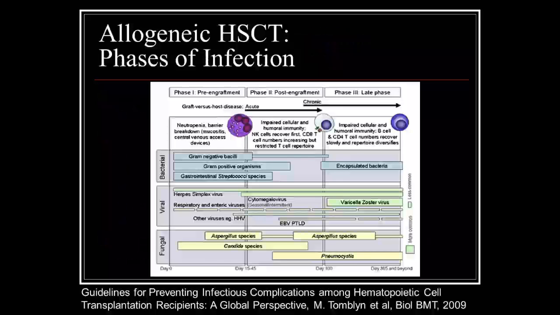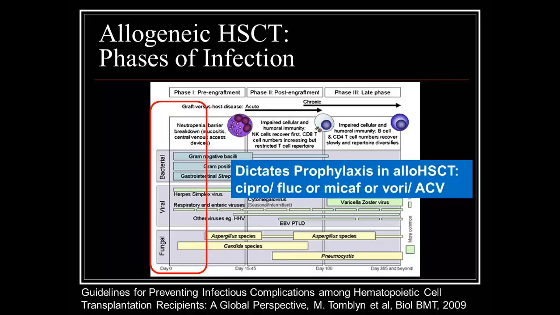Here is a very nice graphic based on time post day 0, the day you get your cells, and your risk for different infections. Looking here in the beginning, in the pre-engraftment phase 1, the organisms you see dictate our prophylaxis. Cipro, our antifungal, which could be in multiple different flavors, and acyclovir versus HSV, and then following up VZV.